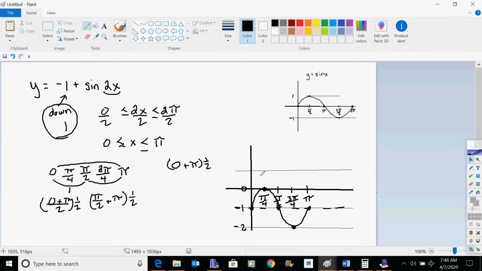So the whole thing got shifted down 1 because of this number. This part goes in the middle. That tells you where your beginning and your end and your middle is. And then you make sure that it fits that sine pattern.